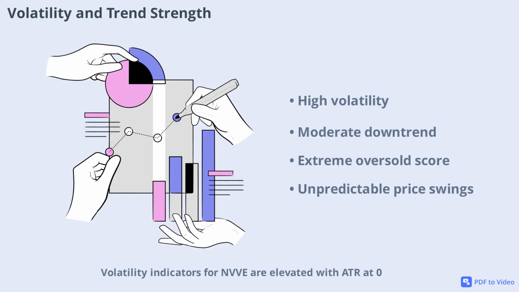Volatility indicators for NVVE are elevated, with ATR at 0.035 and NATR at 18.19%. The ADX score of 22.43 points to a moderate downtrend, while the technical score of 84.71 paradoxically reflects extreme oversold conditions. The combination of high volatility and persistent downward pressure suggests that price swings could be sharp and unpredictable in the near term. Traders should be prepared for both rapid declines and sudden rebounds, especially if volume remains high.